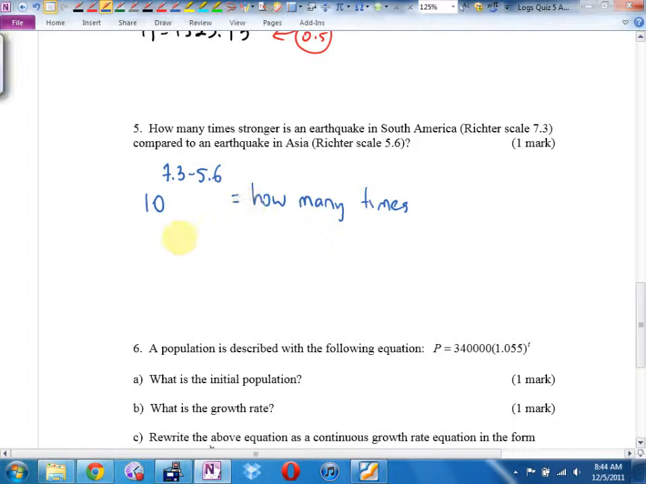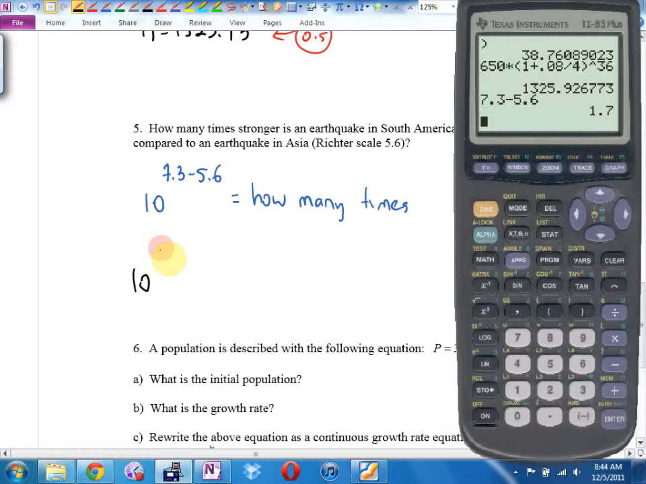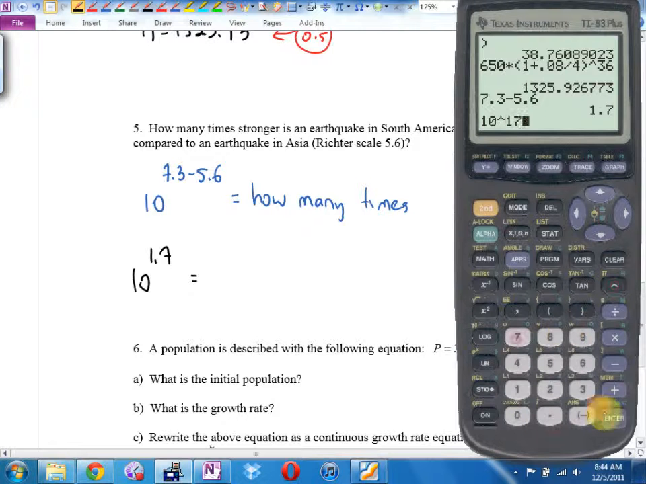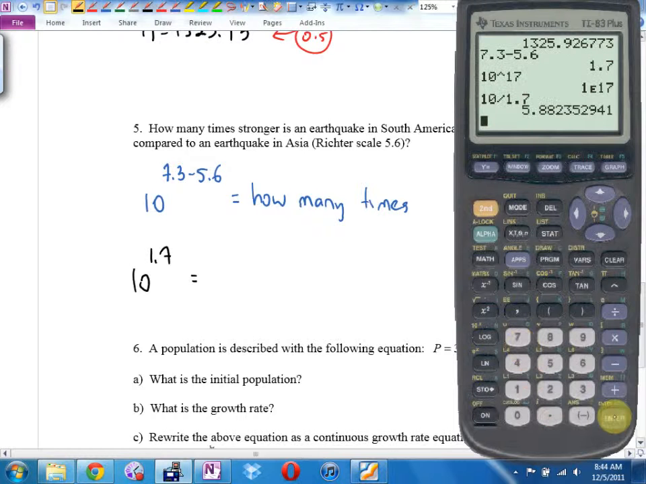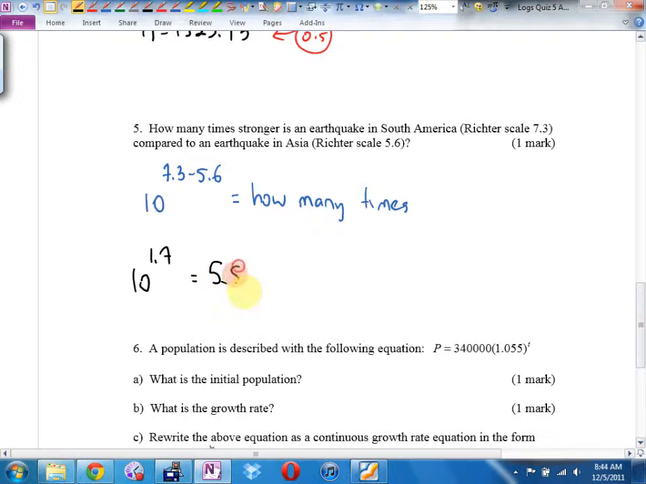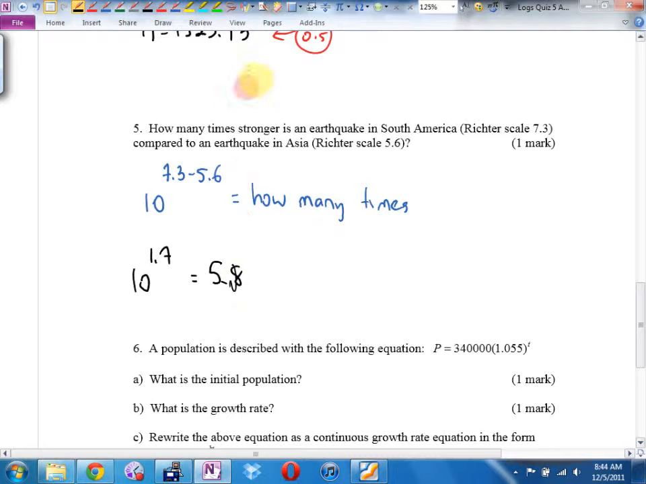It's going to be 10 to the power of, what is 7.3 minus 5.6? I should have done that in my head. Good gosh, I can't believe I typed that in. 1.7. Try that again, Mr. Dueck, with the decimal. 5.88? 5 point. Wow, good gosh, Mr. Dueck. Hit that button. 50.12? Times as strong. 50 times stronger, basically, is what we would say on the news.